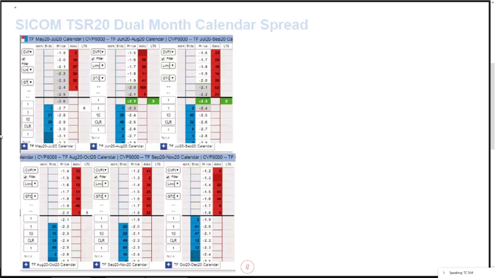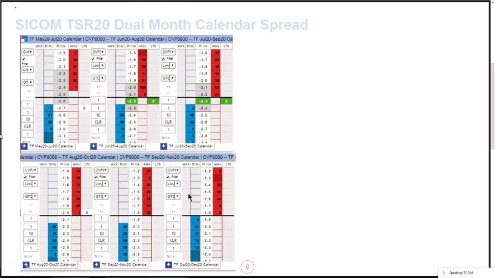So meaning to say, these are products that are listed here. That means there are actually two-month calendar spreads being listed on Simex. Generally speaking, they are less liquid than the single-month calendar spread. But if you look at it yourself, these are the ones that I pull out from the market. They are still pretty impressive.